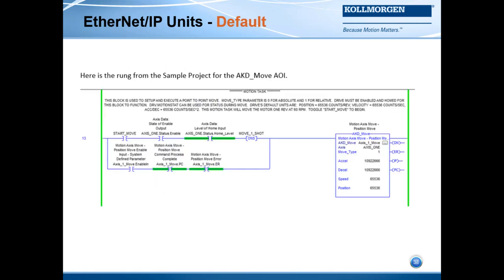Here's the run from the sample project. You'll note that when you set up the AKD move block, you have an instance name, move type, 0 for absolute or 1 for relative. Then you have accel, decel, speed, and position. All of these values are in Ethernet IP units, again regardless of how Workbench is set up for units.